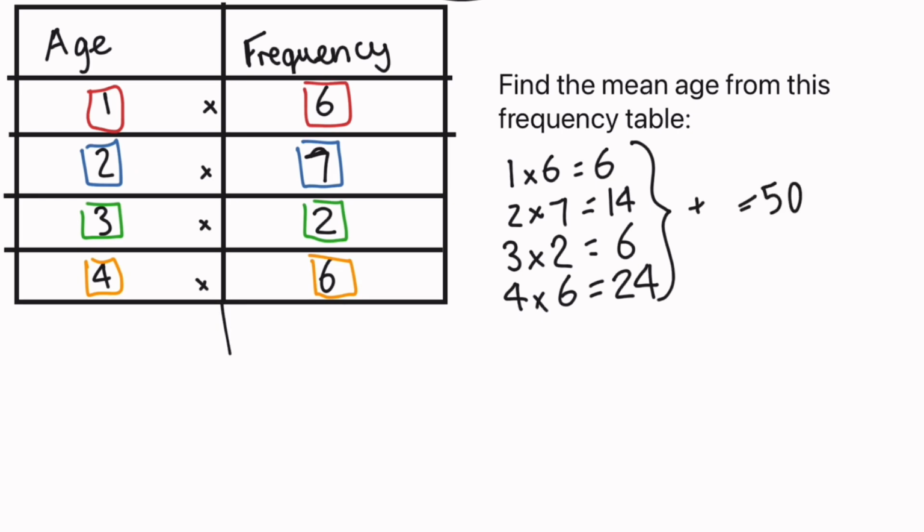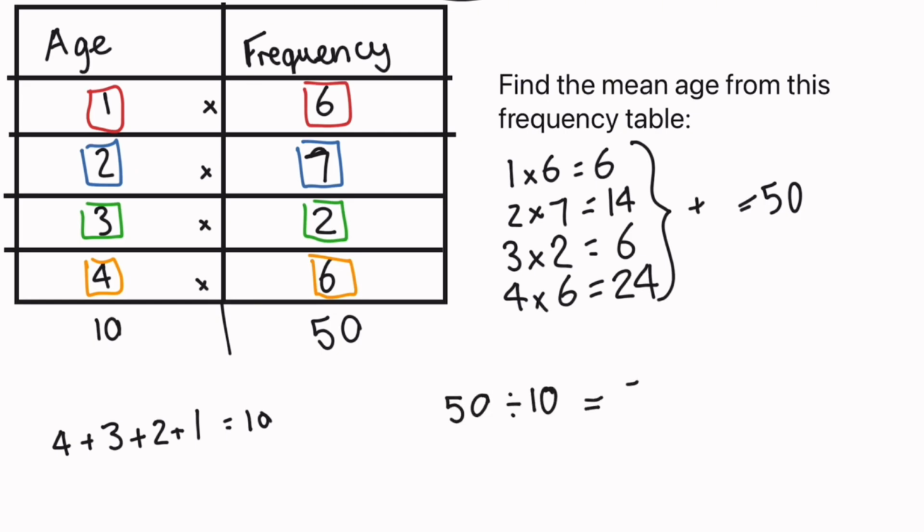Next, to find out how many numbers there are, we just add up the first category, and we get 4, add 3, add 2, add 1, which gives us 10. Now, all we have to do is substitute these numbers into the formula. So the sum of all numbers divided by how many numbers there are gives us 50 divided by 10, which is 5. So the mean is 5.